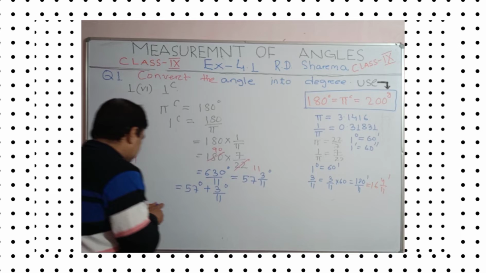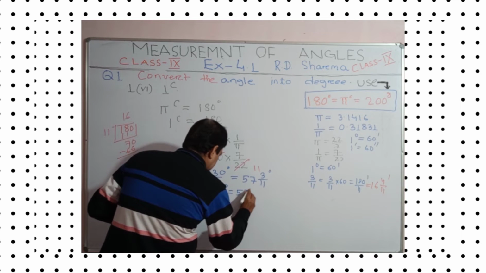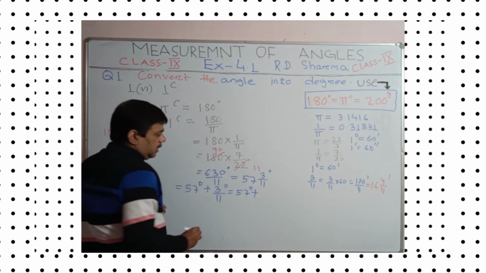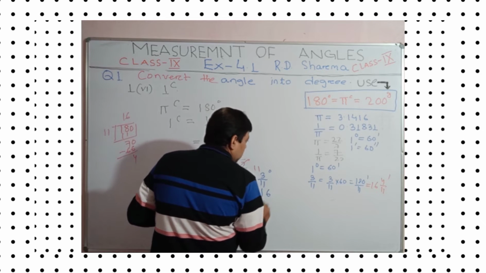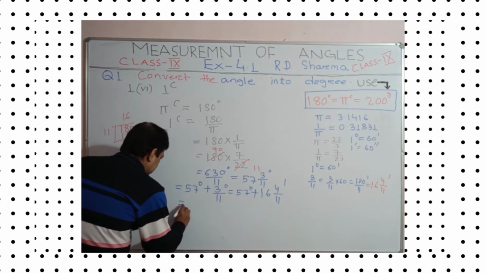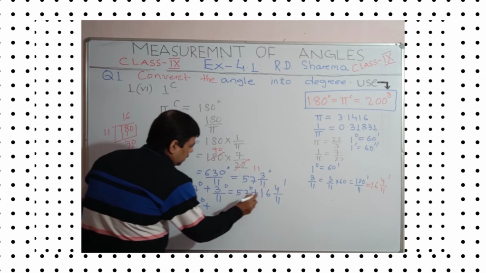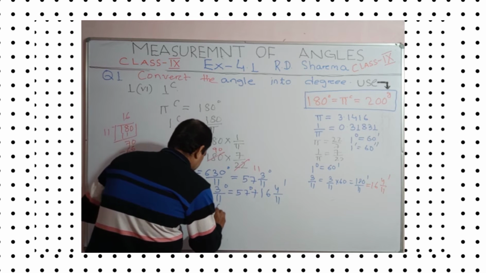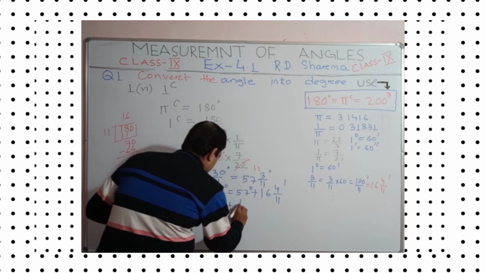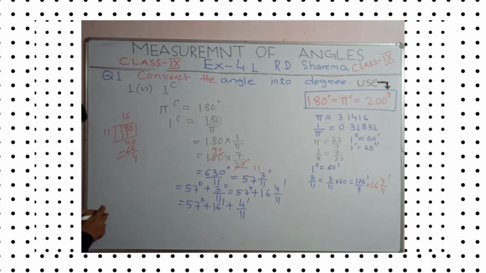So we can write here that 57 degree plus 3 by 11 degree is equal to 16 whole 4 by 11 minute. Yes, that implies 57 degree plus, here the whole part is 16, so we can write 16 minute plus 4 upon 11 minute. Now see the 4 upon 11 minute, again you have to convert into second.